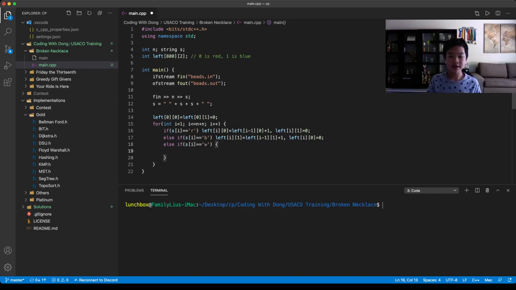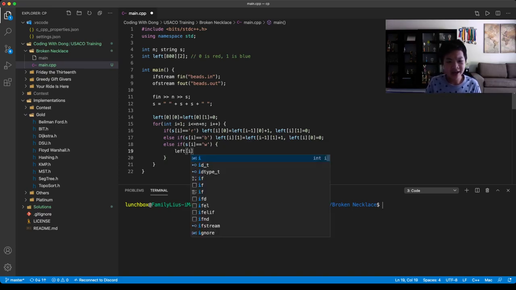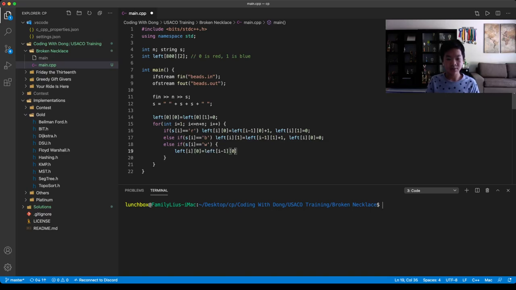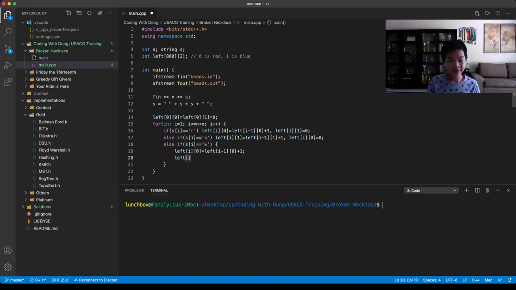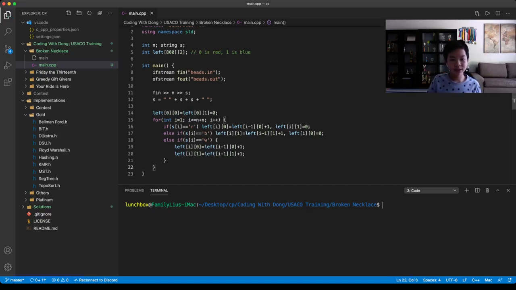Okay, so if it's white, then both your red and blue will be equal to the previous one plus 1. So then left of i of 0 will be equal to left of i minus 1, 0 plus 1. And the same goes for the blue one. So left of i, 1 would be equal to the previous one of blue plus 1. Alright, so now we're done calculating our left.